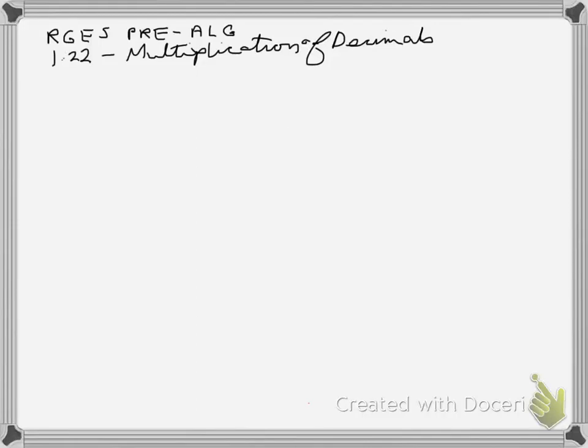This is RGES Pre-Algebra, and we are in Lesson 1.22, the multiplication of decimals. Now, just as adding and subtracting decimals were much easier than fractions, multiplication is also much easier. It is really a very simple process. You're going to write your numbers.